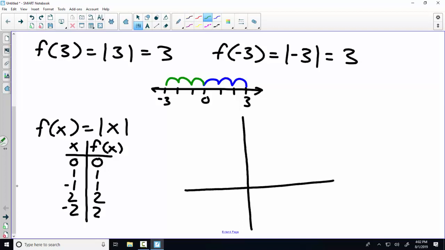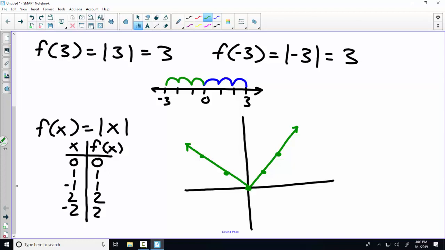And you will get a graph that has a point at 0, 0, 1, 1, 2, 2, negative 1, 1, negative 2, 2, and it creates a V shape. It looks like that. This is still not considered a line because it's kind of two different lines put together. But we can make a few observations.